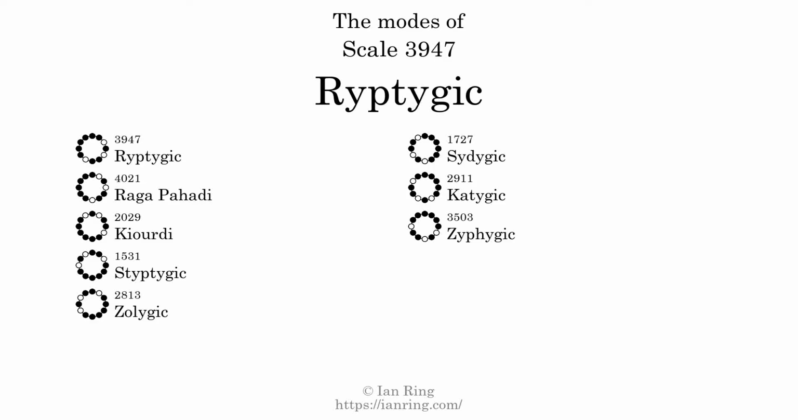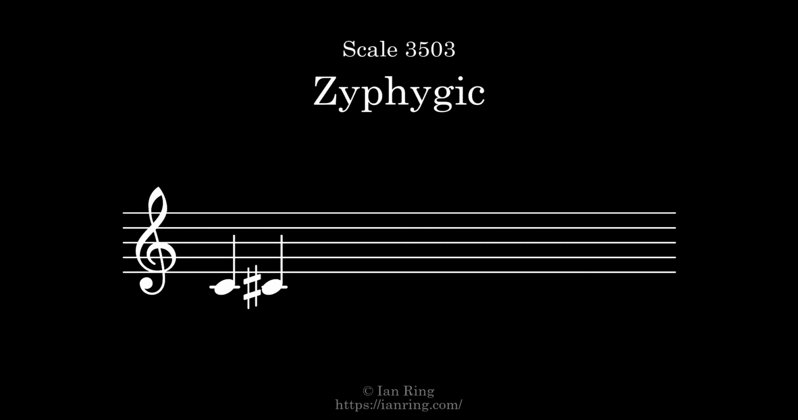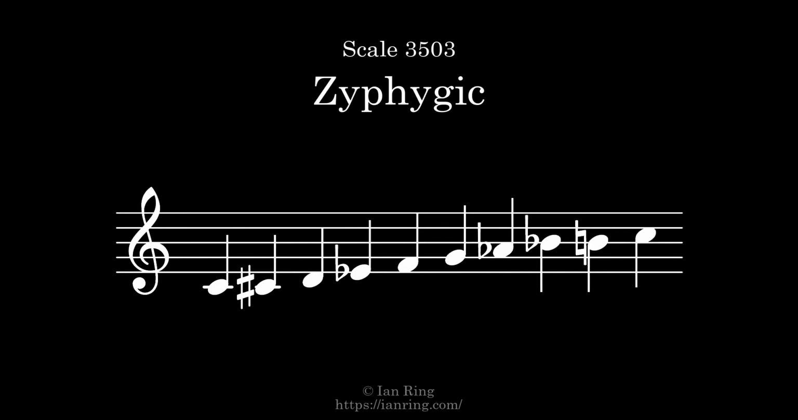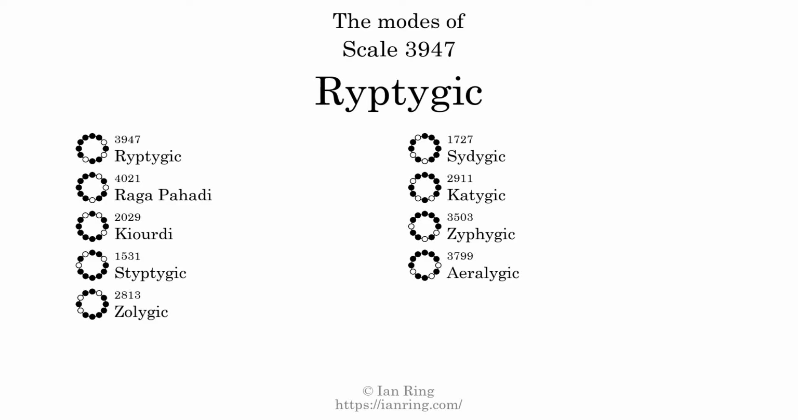The eighth mode is scale 3503, also known as Ryptygic. It sounds like this. The ninth and last mode is scale 3799, also known as Ryptygic. It sounds like this.